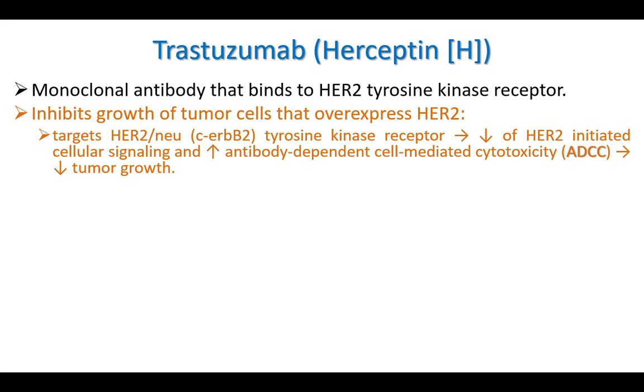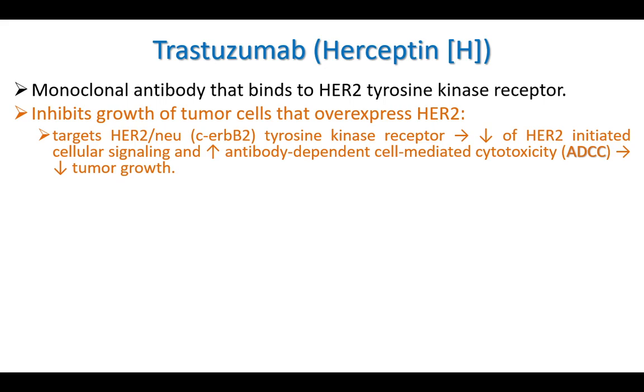Now again, if you're blocking the tyrosine kinase activity, it's mainly a downstream effect. It leads to signaling pathways which have a role in cellular proliferation. So if you're inhibiting this receptor, you're inhibiting the signaling involved in cell growth.